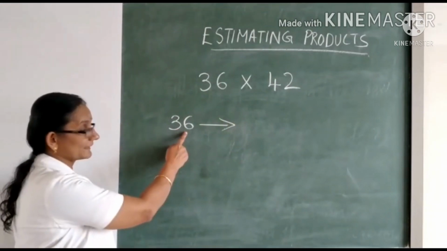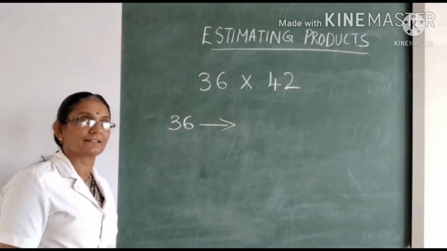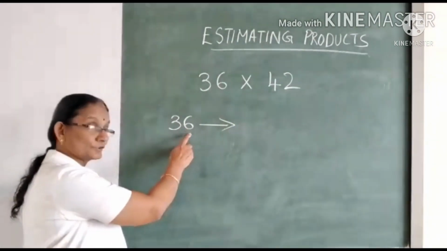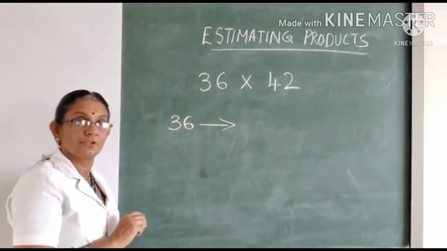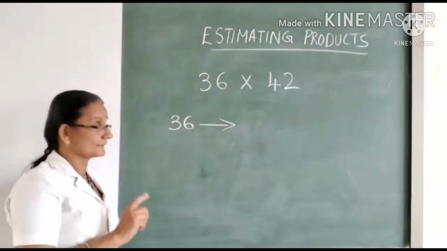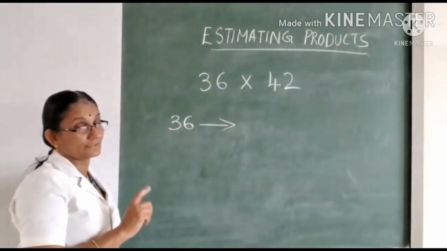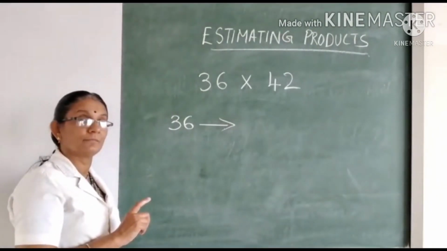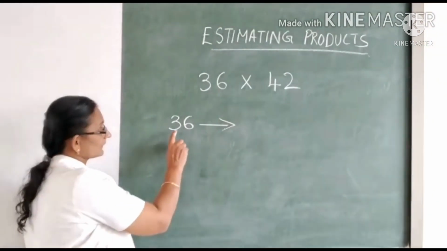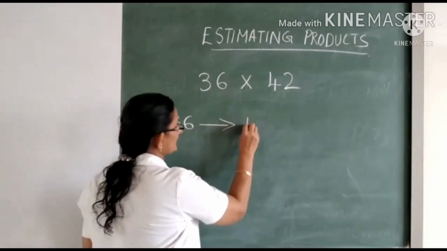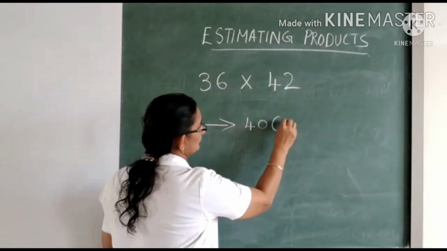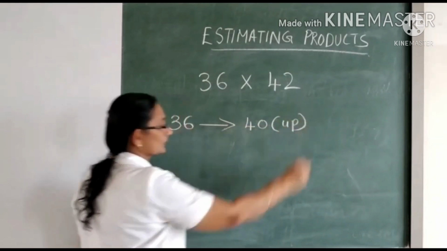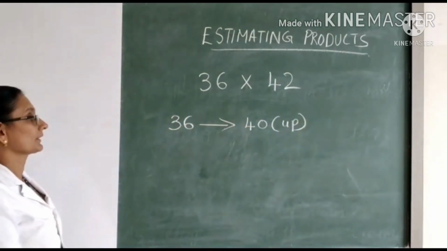The digit in one's place is 6, isn't it? So the number should be rounded up or down. You already know that when the digit in the one's place is 5 or more, then you have to round the number up. So the number 36 is rounded up to 40.